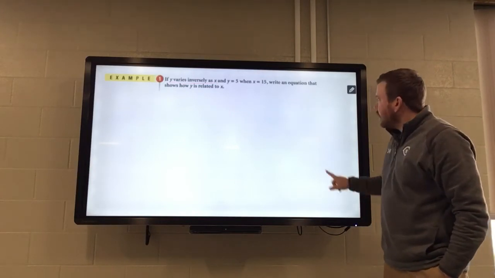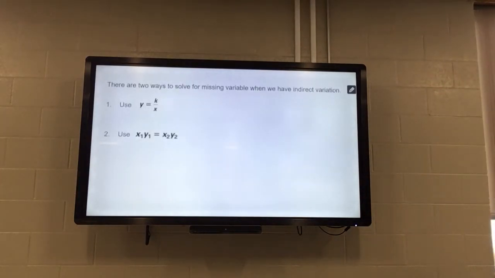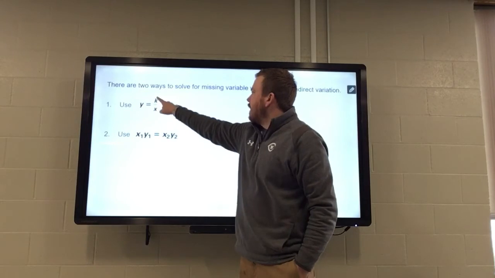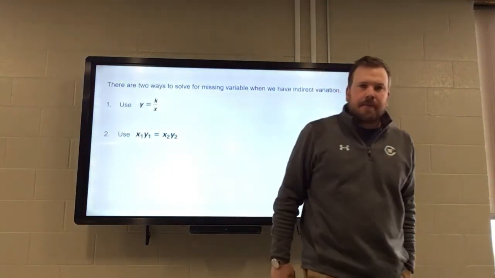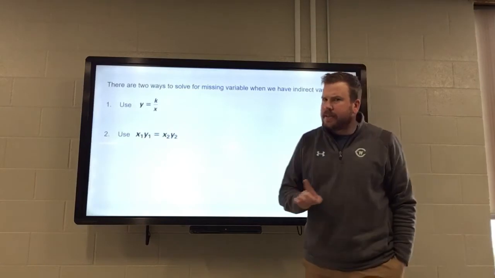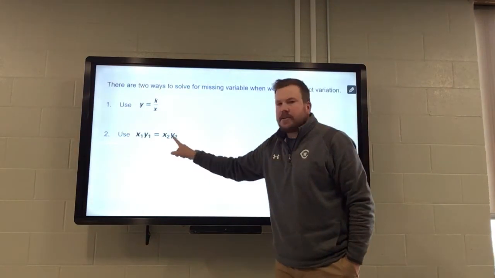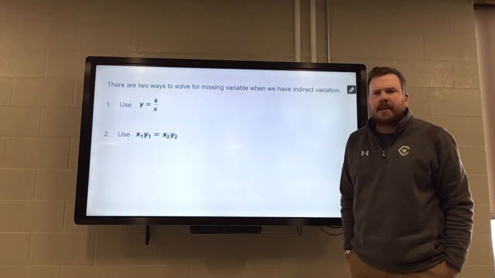Let's keep going. Now, if we're looking to solve for a missing variable, we can do this one of two ways. The first way is going to be very similar to what we just did in that last slide. We're going to find our equation and then we're going to use it. Okay? So we find k, we write our equation, then we use our equation. The other way, which is what typically students end up preferring, is this equation here. x1 times y1 is equal to x2 times y2. Let's try both.